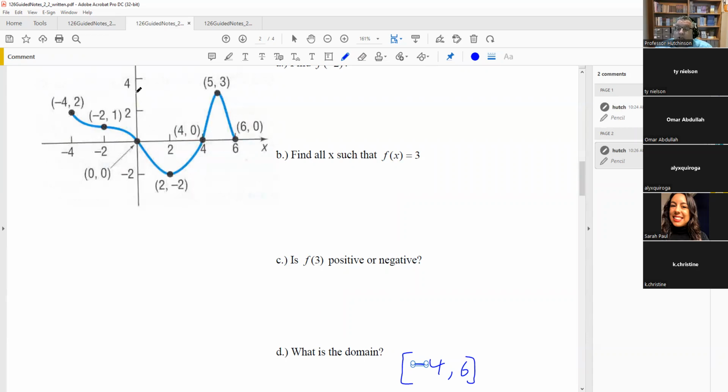Let's talk about the range since we have this picture here. The range is talking about the y values the graph uses. The lowest y value is -2, and the highest y value is 3. So my range is going to be from -2 to 3, and both of those are going to have brackets. Again, the smallest y value goes first, and then the highest y value, which is 3.